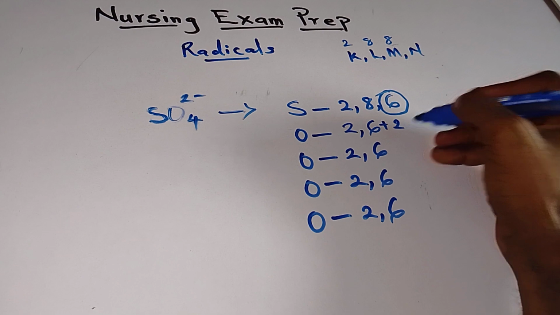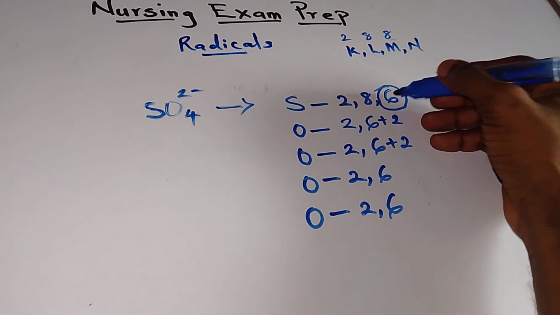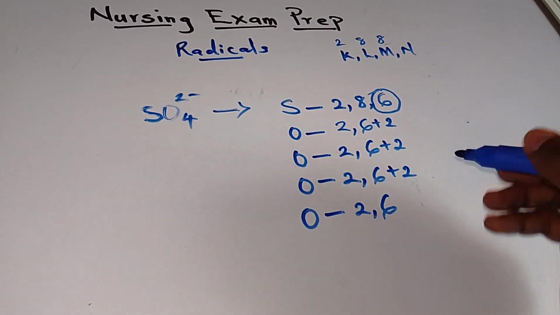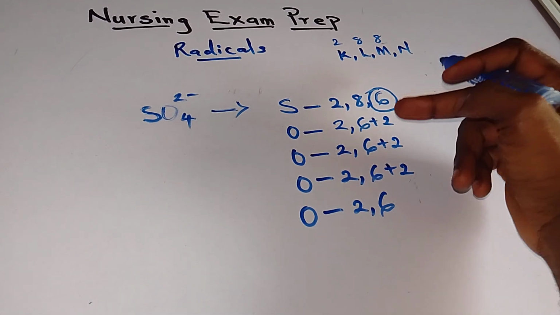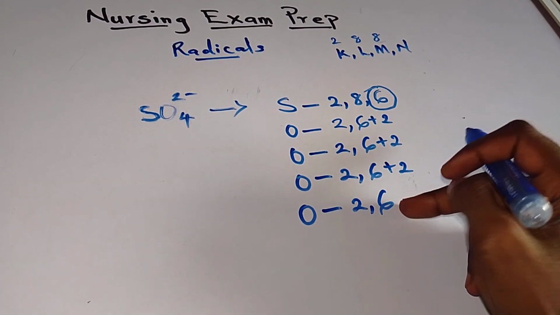So if I add 2 here, that one is complete. Add 2 here, that's complete. 2 plus 2 is 4. We are still left with 2 there. So we add 2 here. So that has completely filled these 3 oxygen. So we are left with this guy here. This guy is not filled up.